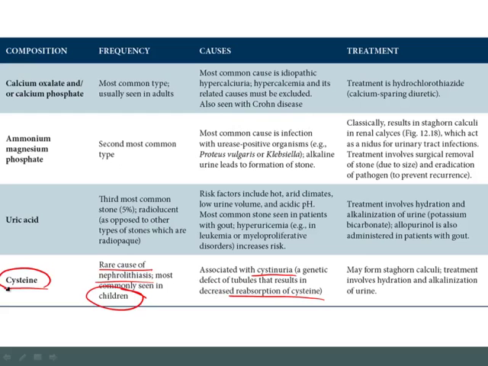Now, very important to note that this can also produce a staghorn calculus. So staghorn calculus in an adult, you're thinking AMP stone. However, staghorn calculus in a kid, you're thinking a cystine stone. And the treatment can involve hydration and alkalinization of the urine as well.